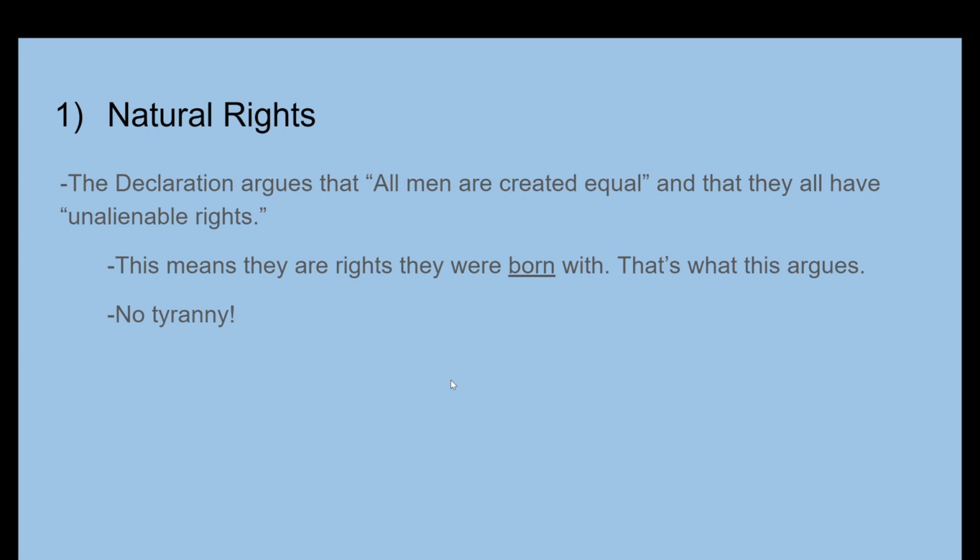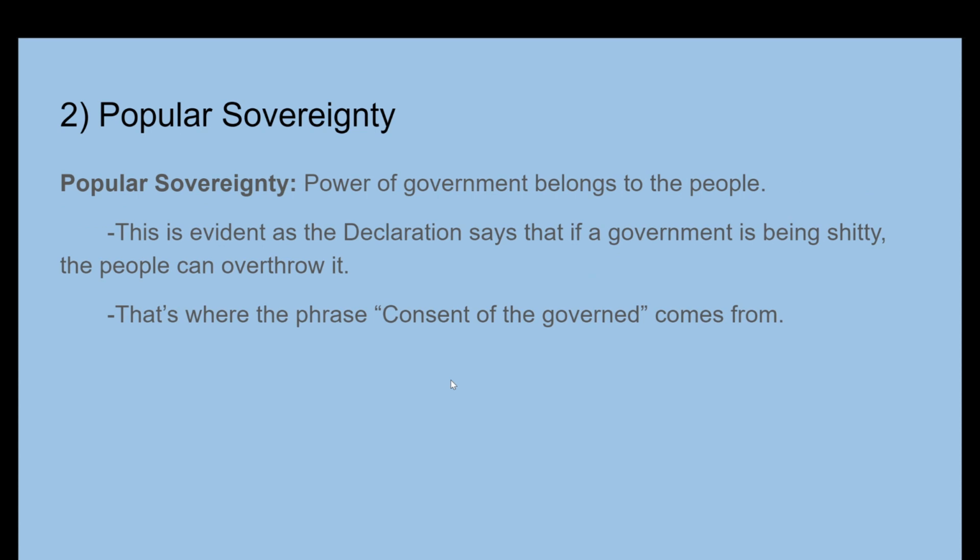So that's what the Declaration of Independence argues, that we have rights that we are born with, and this is essentially meaning no tyranny. Don't tyrannize us on these rights, because these are rights that are given to us at birth, and the government cannot interfere with these rights. Actually, you'll probably get into that in Unit 3, but for the most part, you can't interfere with those rights.